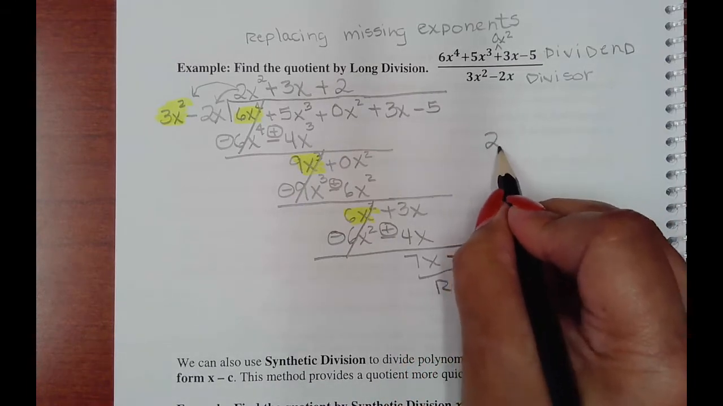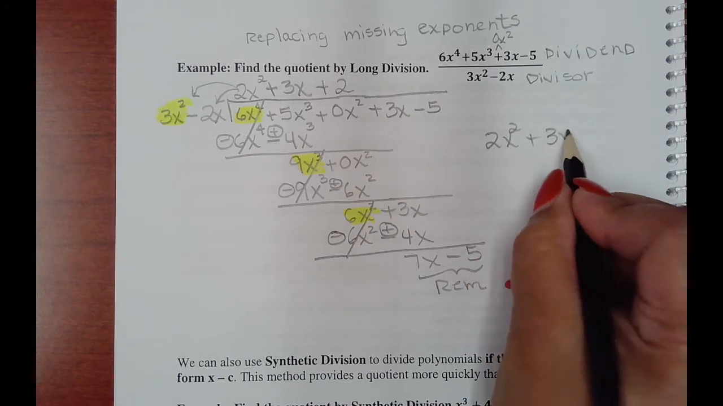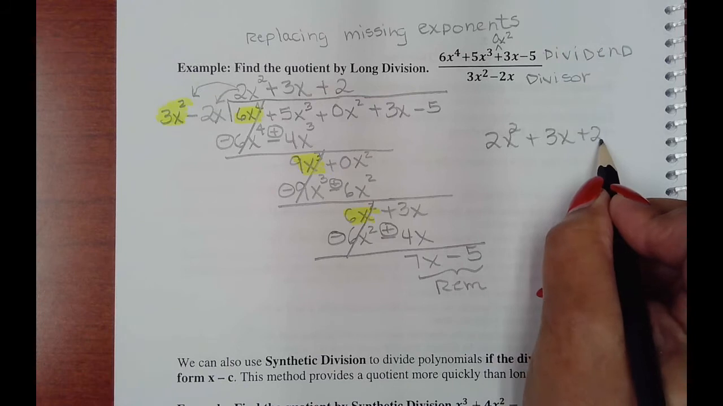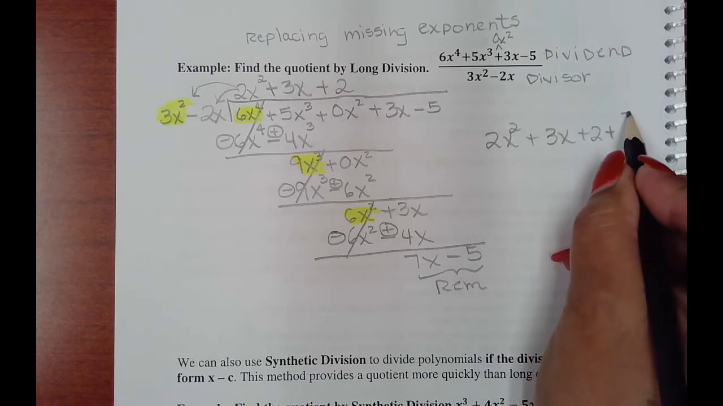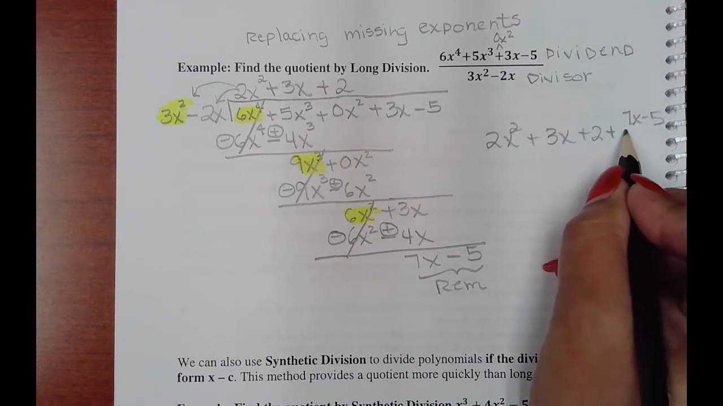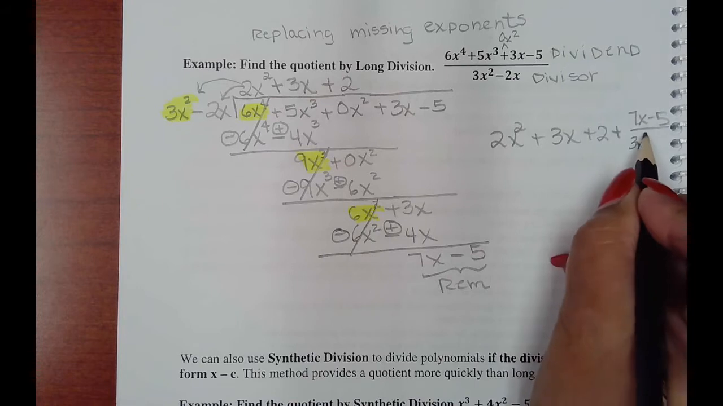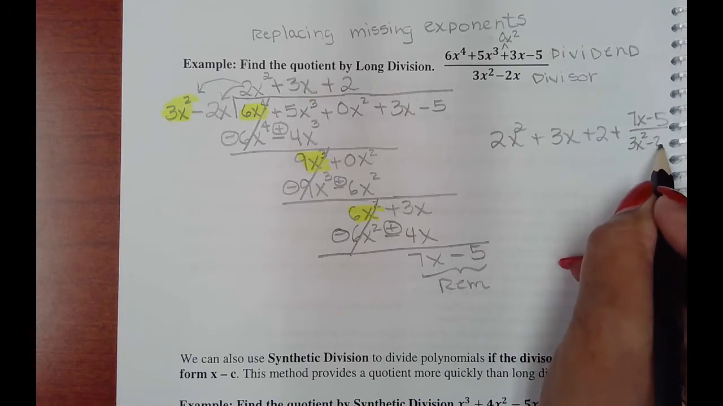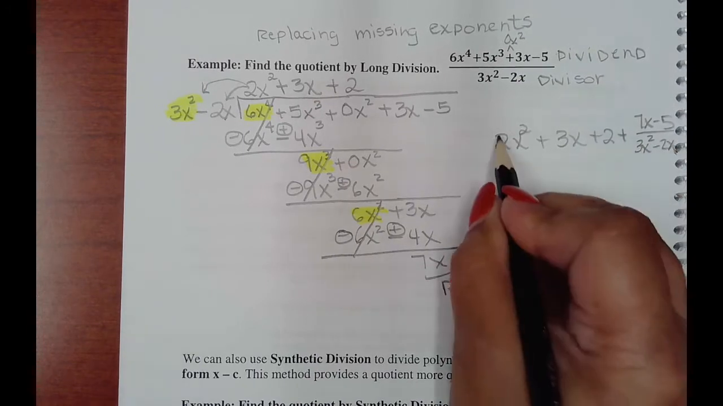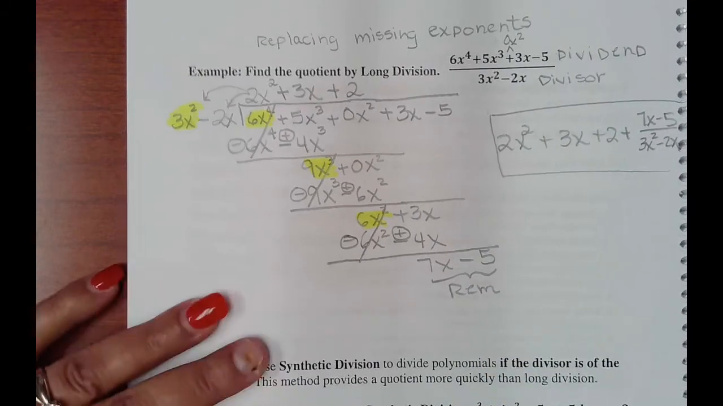So the quotient is 2x squared plus 3x plus 2 plus your remainder, 7x minus 5, written in fraction form over the divisor, 3x squared minus 2x. And that would serve as your final answer.